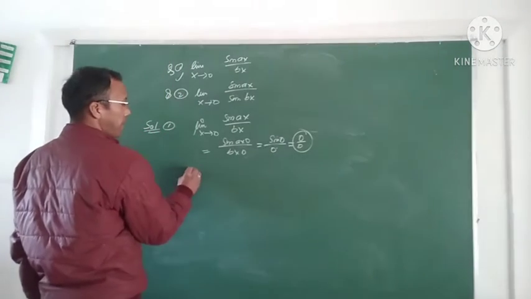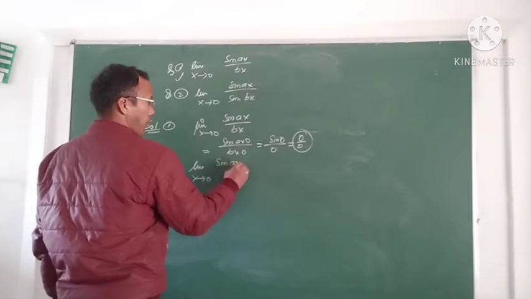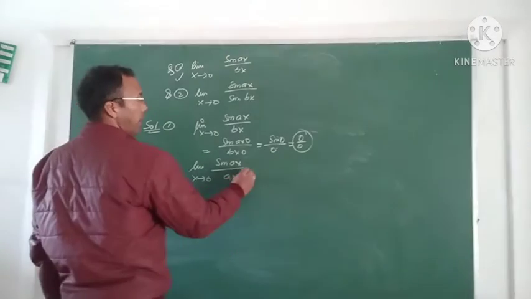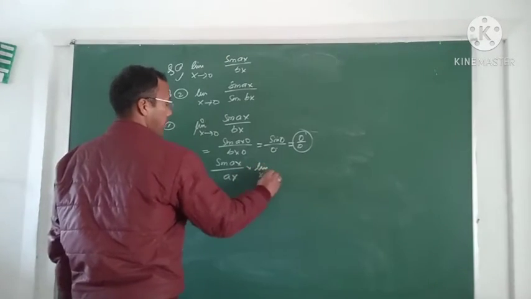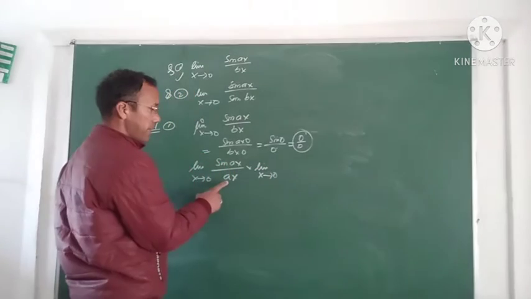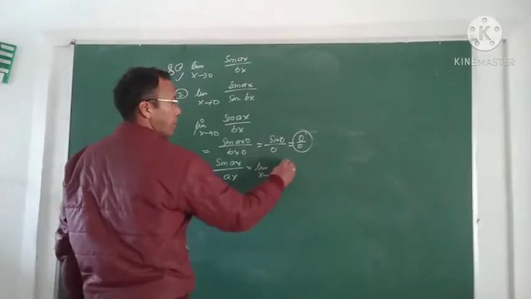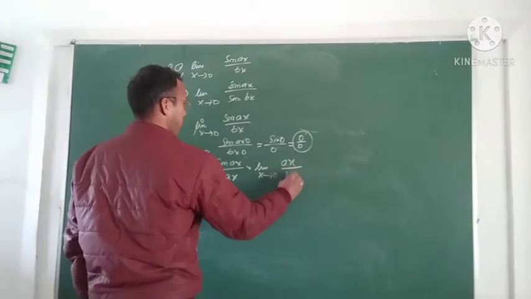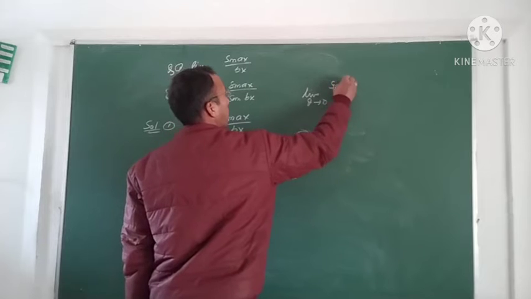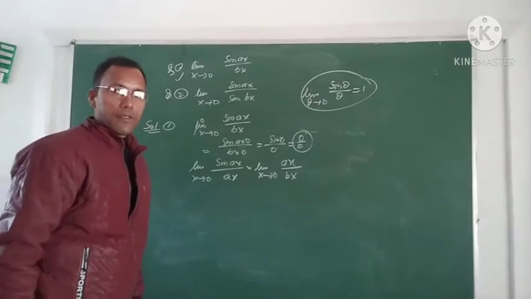So this implies that we write limit x tends to 0 of sin ax upon ax, so that it becomes 1, and we multiply by ax upon bx. If I divide by ax in the denominator of this function, then we have to multiply it in the numerator also. Here we know that limit theta tends to 0 of sin theta upon theta is equal to 1. We have to use this identity, this rule, most of the time.